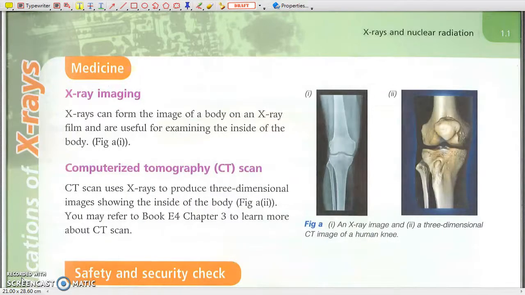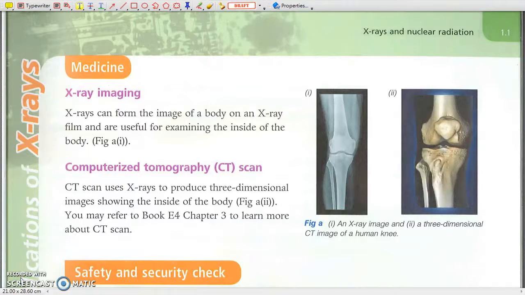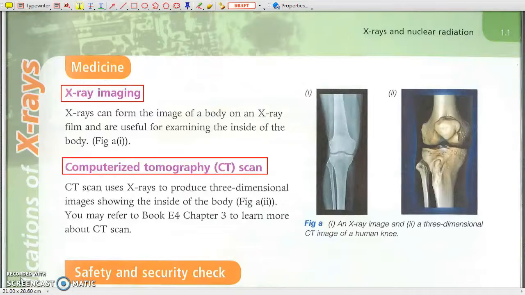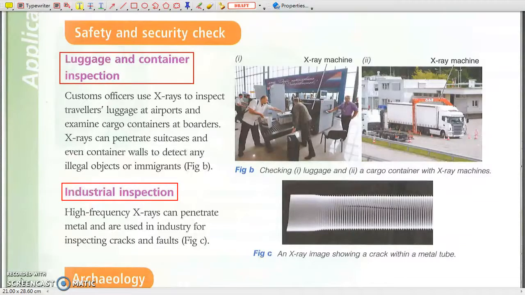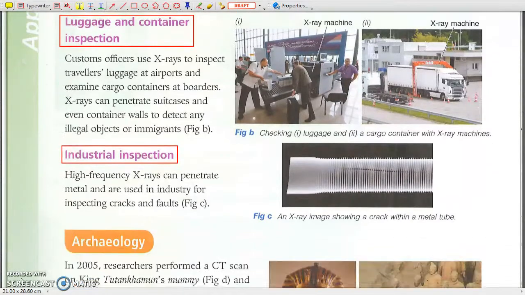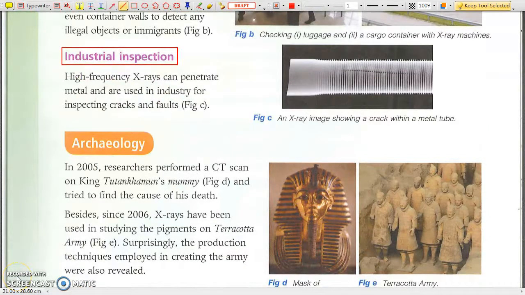Applications of X-rays. Applications of X-rays include X-ray imaging, computerized tomography (CT scan), which produces 3D images of internal structure from X-ray images of different layers. X-ray applications also include luggage and container inspection, industrial inspection of metal structures, and lastly, in archaeology, to examine the internal structure of artifacts without breaking them into pieces.